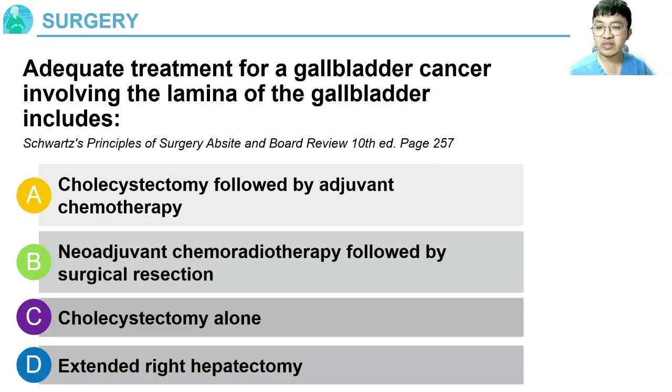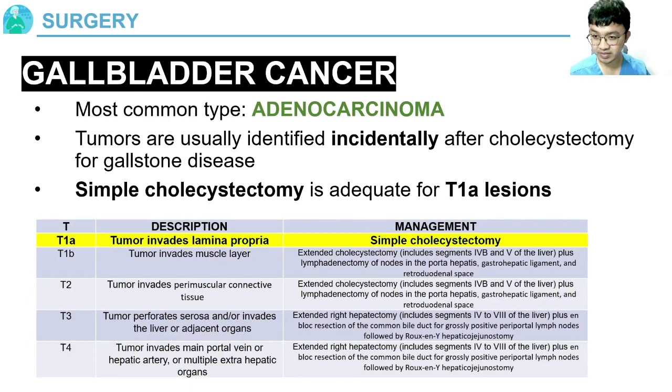Next, adequate treatment for a gallbladder cancer involving the lamina of the gallbladder includes A, cholecystectomy followed by adjuvant chemotherapy, B, neoadjuvant chemoradiotherapy followed by surgical resection, C, cholecystectomy alone, or D, extended right hepatectomy. So for patients who have gallbladder cancer which is only involving the lamina, the correct answer is cholecystectomy alone, letter C. Okay.